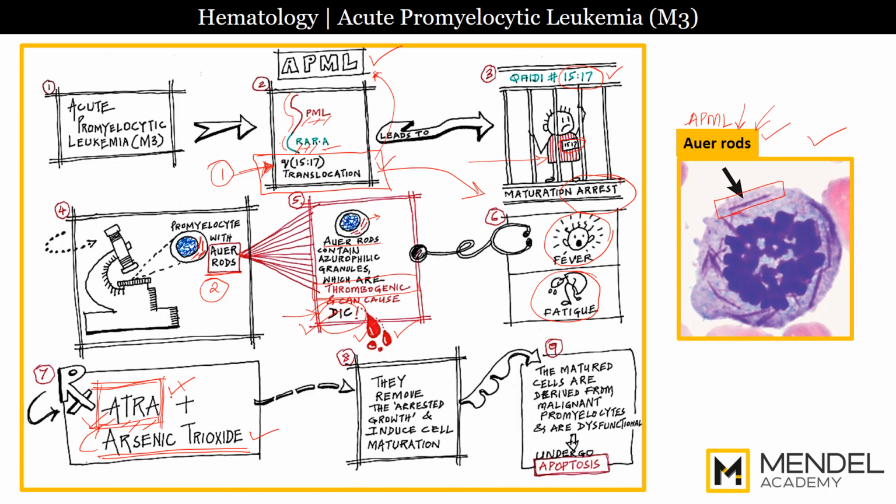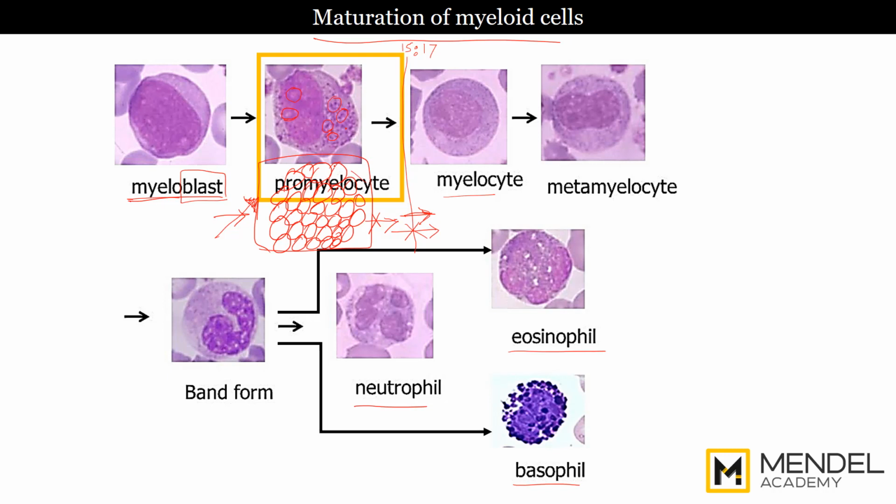Now, what happens when you give ATRA? Now, we have seen the role of retinoic acid receptors in the translocation. All trans retinoic acid is part of the same family of retinoic acids. So, what happens because of ATRA is the arrest is removed, which means the criminal is released from the prison and is allowed to go and is set free. So, if the piled up promyelocytes are released, what will happen is these promyelocytes will start forming myelocytes, metamyelocytes, band cells, and eventually one of the three granulocytes.